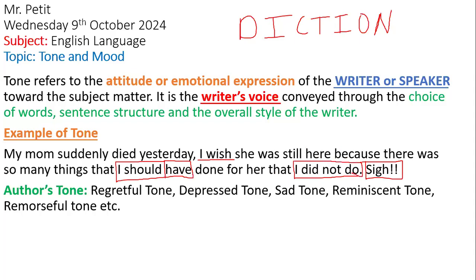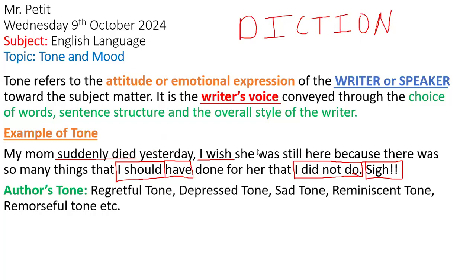So, my mom suddenly died yesterday, so it's kind of traumatic. You know what I mean? A surprise. Yeah. So those are some things that you could think about when you're trying to describe the author's tone. If they give you this and ask what the author's tone is, you know immediately what to put: regretful tone, depressed tone, sad tone, reminiscent tone, remorseful tone. Those are things that show that you understand what we mean by tone.